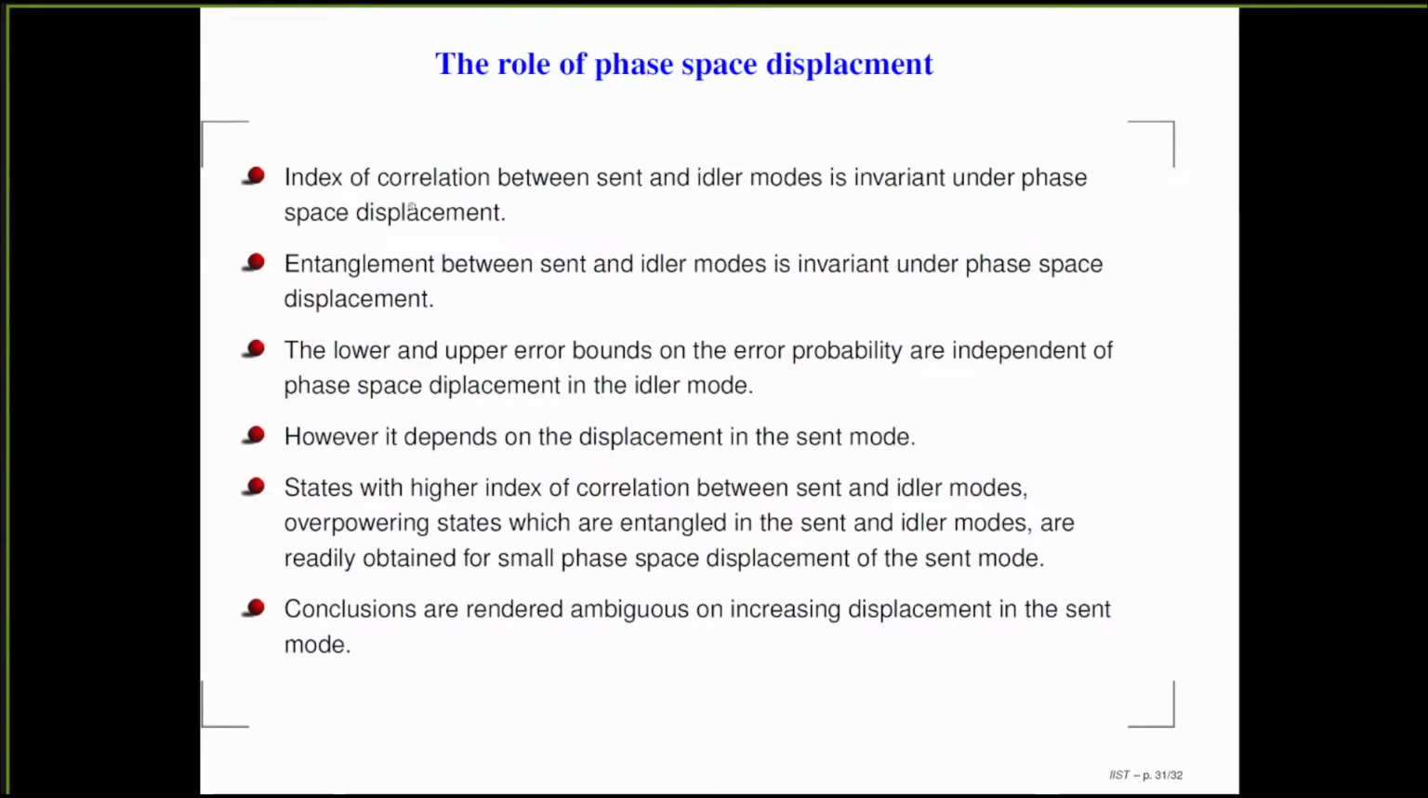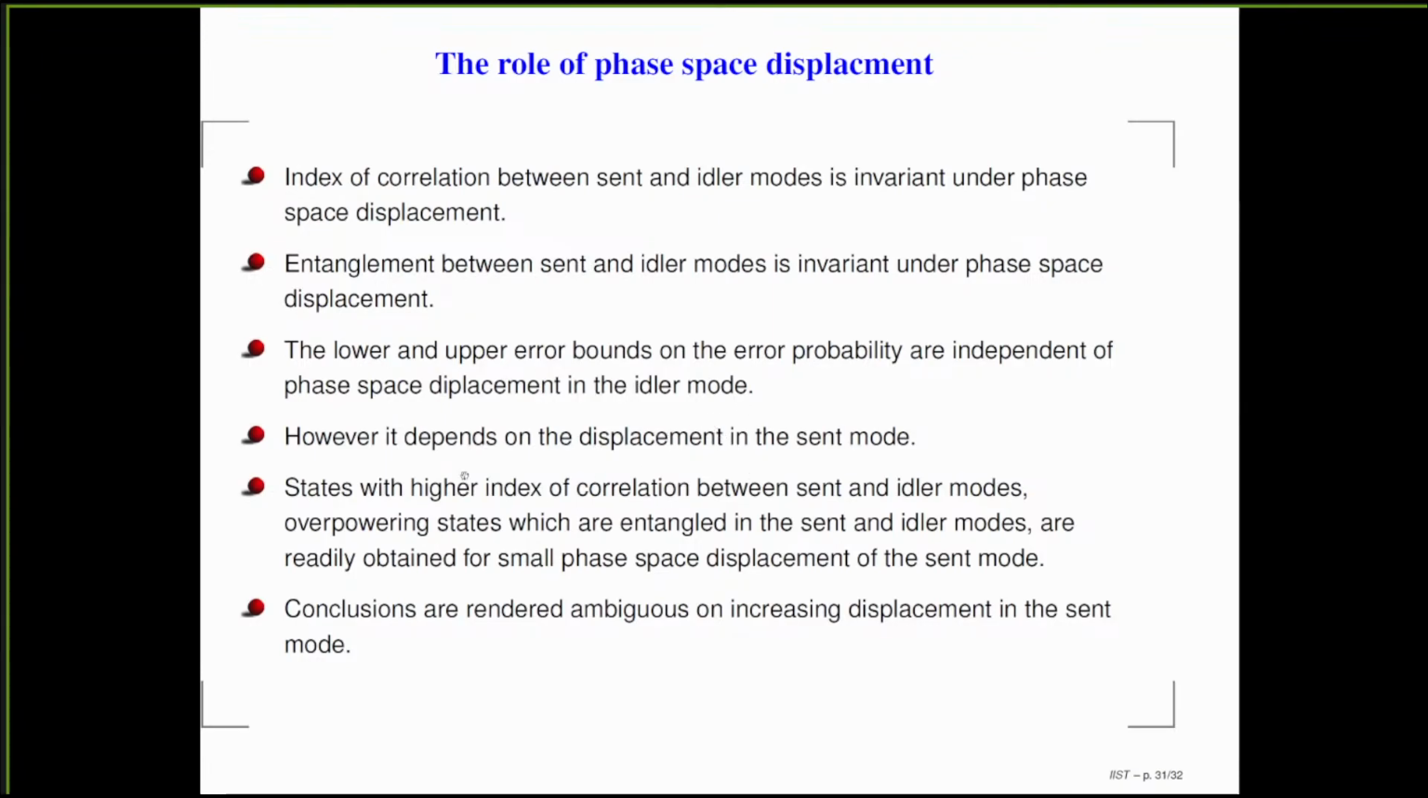So what are the observations? We note that the index of correlation between sent and idler modes, the sent and retained modes, is invariant under phase space displacement. This is the first observation. Entanglement between sent and idler modes is invariant under phase space displacement. However, the lower and upper bounds on the error probability are independent of phase space displacement only for the displacement of the retained mode, or the idler mode. However, they depend on the displacement in the sent mode. This is very critical for the analysis.